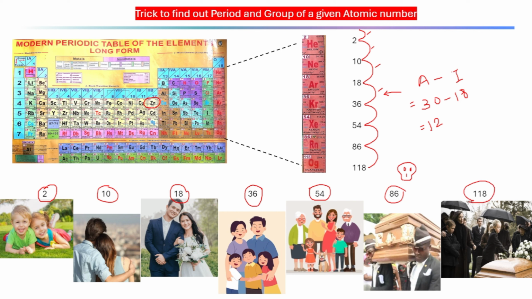So that's how you can remember these elements' atomic numbers. The two of you love each other for the last 10 years. You get married at the age of 18, at the age of 36 you have a happy family, and at the age of 54 you have grandchildren and you have enlarged the family. At the age of 86 everything is over and you pass away. At that time 118 people came to your last journey. So this is how you can remember the atomic numbers of the noble gas elements.